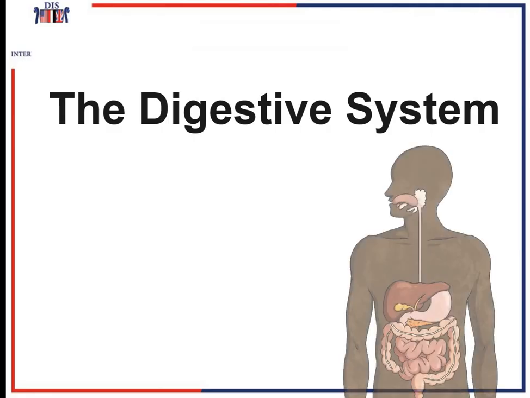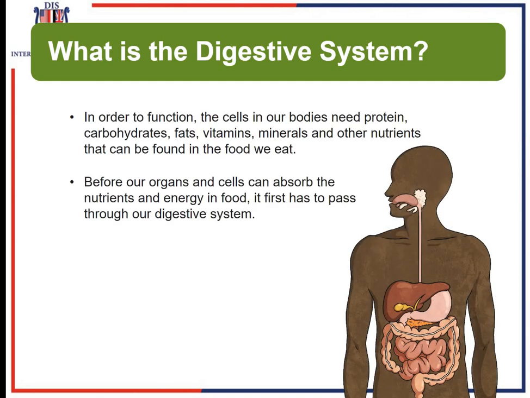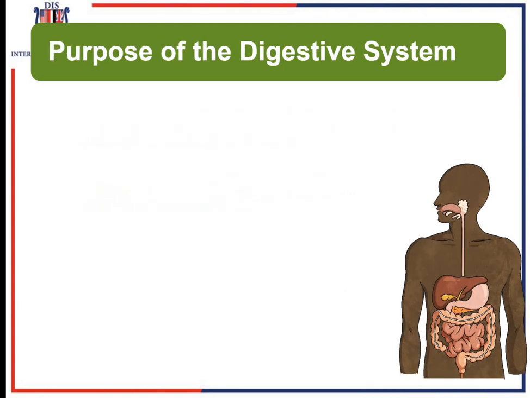Lesson 4, we have the digestive system. What is the digestive system? The digestive system is the system responsible for breaking down, for digesting the food into nutrients that the cells can take, and they can get energy from these nutrients. In order to function, the cells in our body need proteins, carbohydrates, fats, vitamins, minerals, and other nutrients that can be found in the food we eat. Before our organs and cells can absorb the nutrients and energy, it first has to pass through the digestive system.